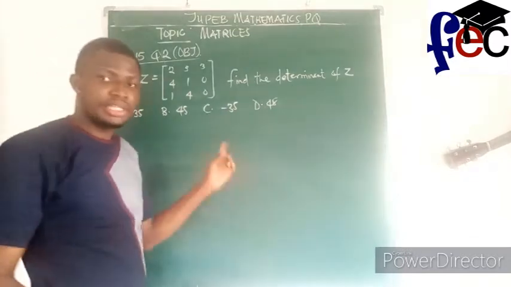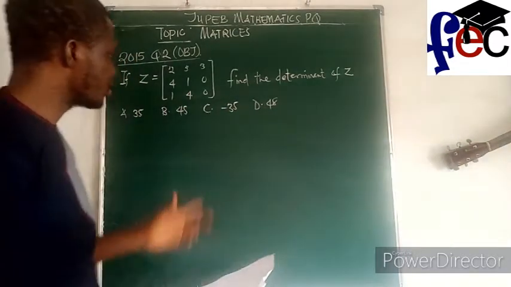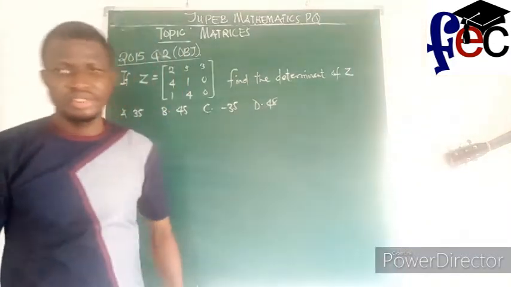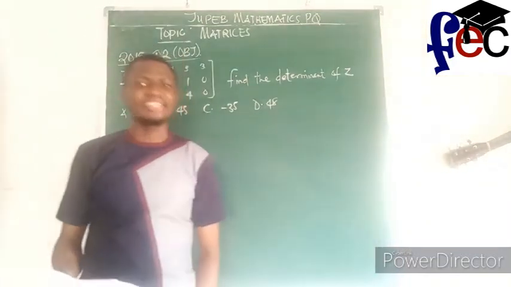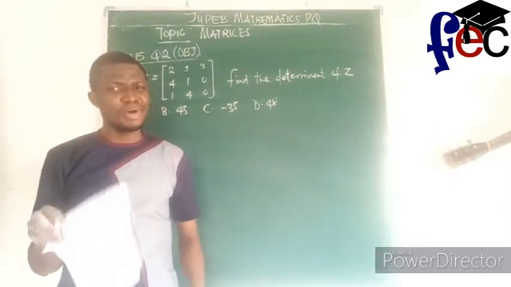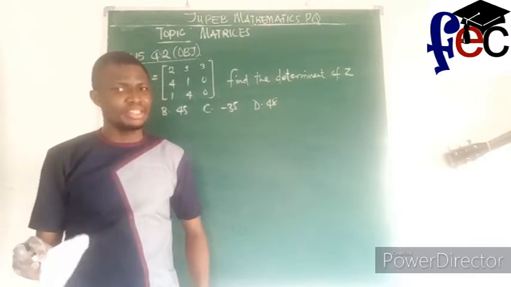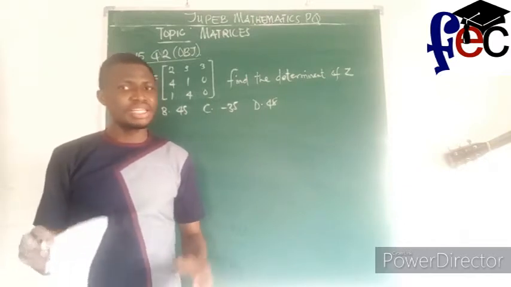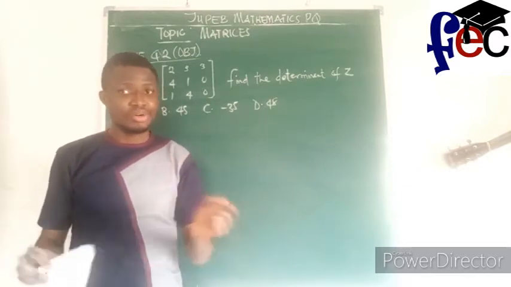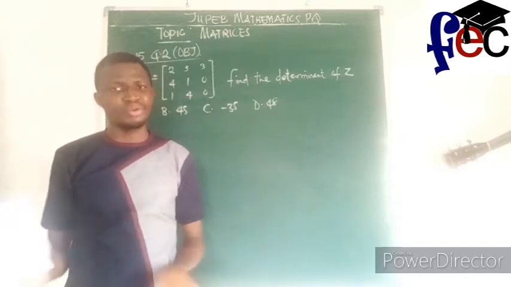Alright, this is another question. The same year, question number 2 is an objective question. Once you observe that you are given an objective question, that shows that the number of steps you have to take is not as long as it appears, except you have to be fast in your calculation. However, there might be some shortcuts.